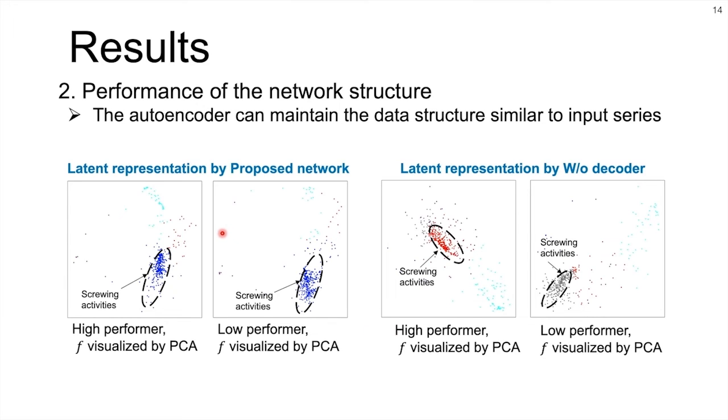We present the latent representation visualized by PCA, and different colors show the different clustering results. The left figure is output by the proposed network structure, where similar activities between two workers are clustered to the same set. In contrast, when we broke the decoder structure, the latent representations that belonged to similar activities but different workers were located differently.